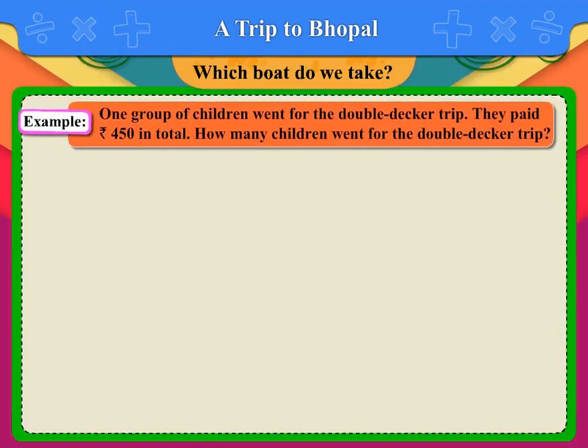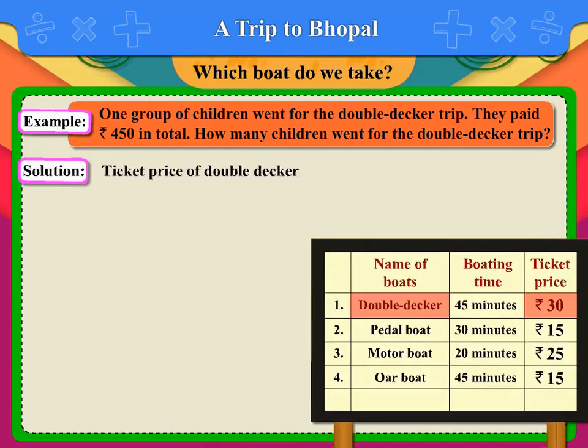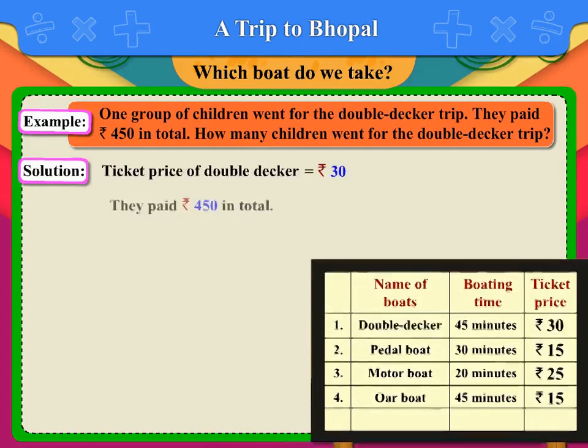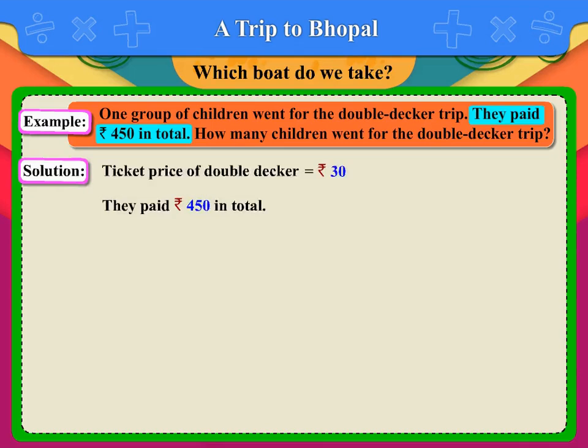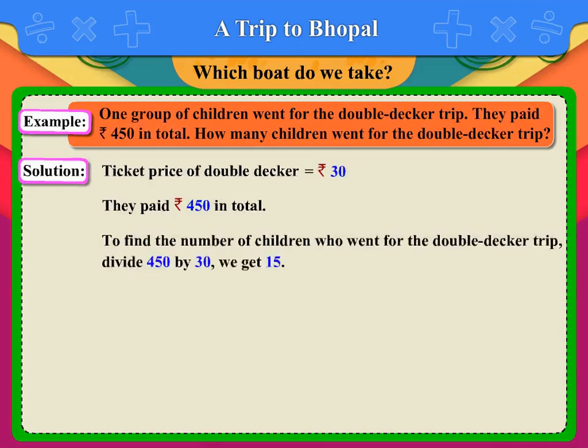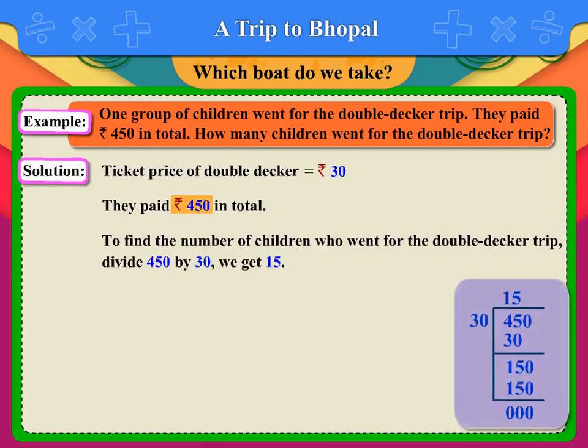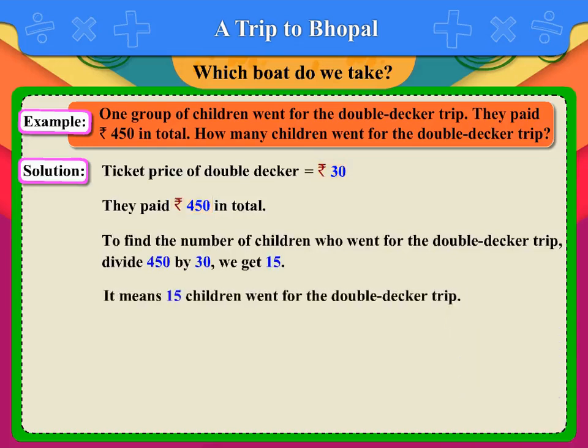Example. One group of children went for the double-decker trip. They paid rupees 450 in total. How many children went for the double-decker trip? Solution. Ticket price of double-decker is rupees 30 and they paid rupees 450 in total. To find the number of children who went for the double-decker trip, divide 450 by 30. We get 15. It means 15 children went for the double-decker trip.